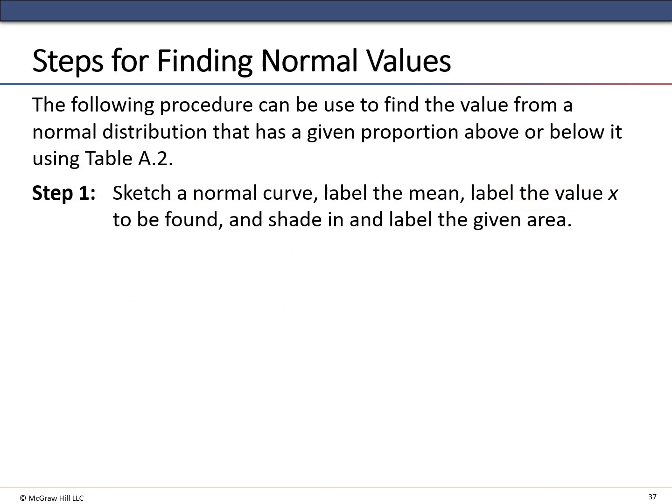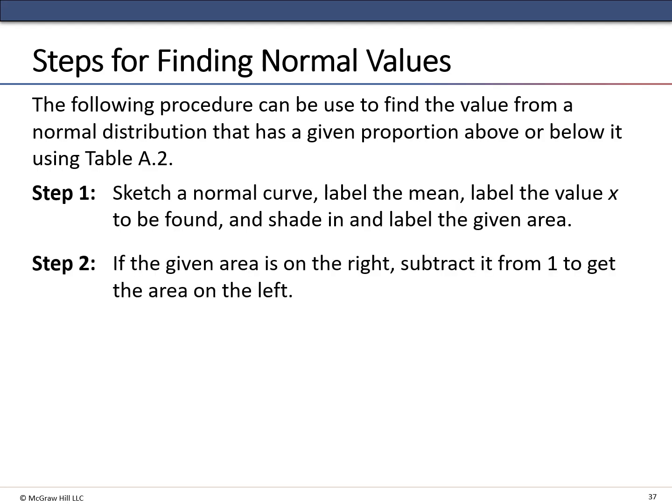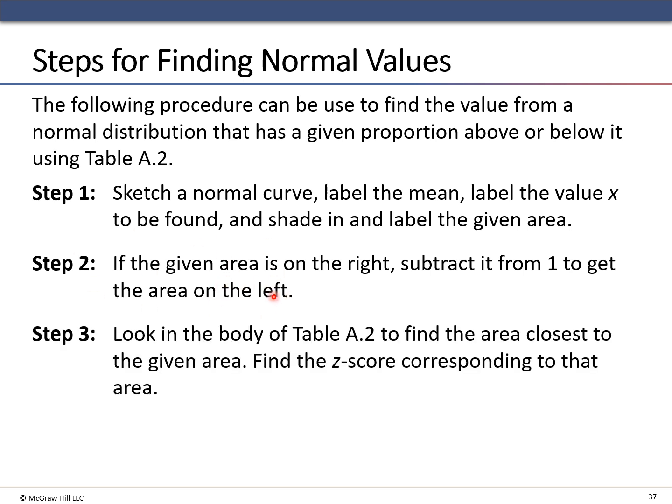All right. So how do we find the normal values? Again, sketch a curve. This is really just so you can think about positive being to the right of the center, negative being to the left. You can shade in. This may help you kind of visualize what you need to do, especially when you're using table values. If the area is on the right, subtract it from 1. This is what you do typically when you're looking for values greater than a specific value. Look in the body of table A2 to find the area closest. Sometimes the area will be exactly between 2 points.